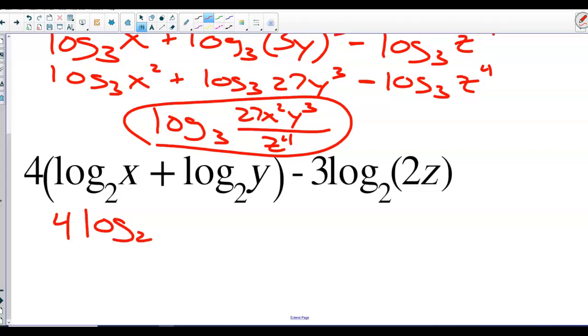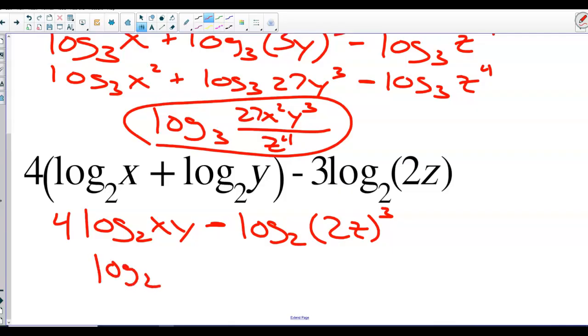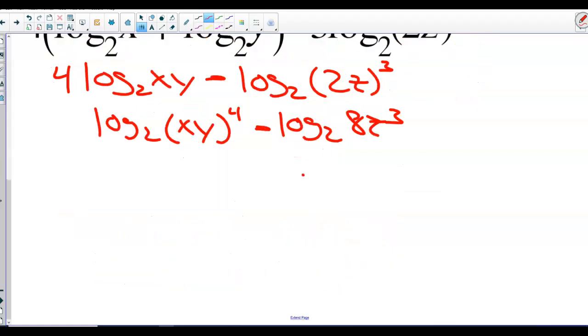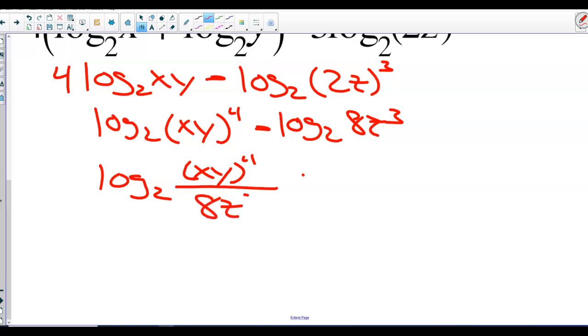Our second one, I would recommend dealing with the parentheses first. 4 log base 2 xy minus log base 2 2z cubed. So this becomes log base 2. My advice, the 4 goes to the x and y. This is where I think the use of parentheses is very helpful. Minus log base 2, 8z cubed. I'm cubing that number. And then from there, log base 2, xy to the 4th over 8z cubed.